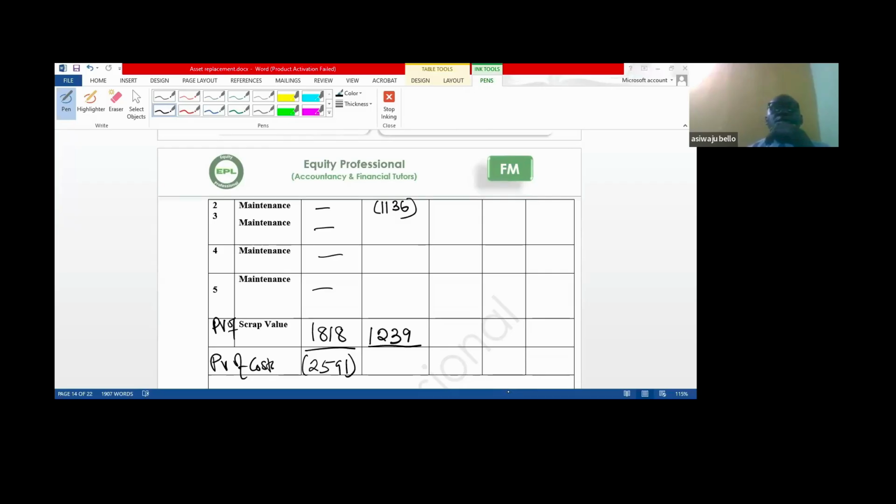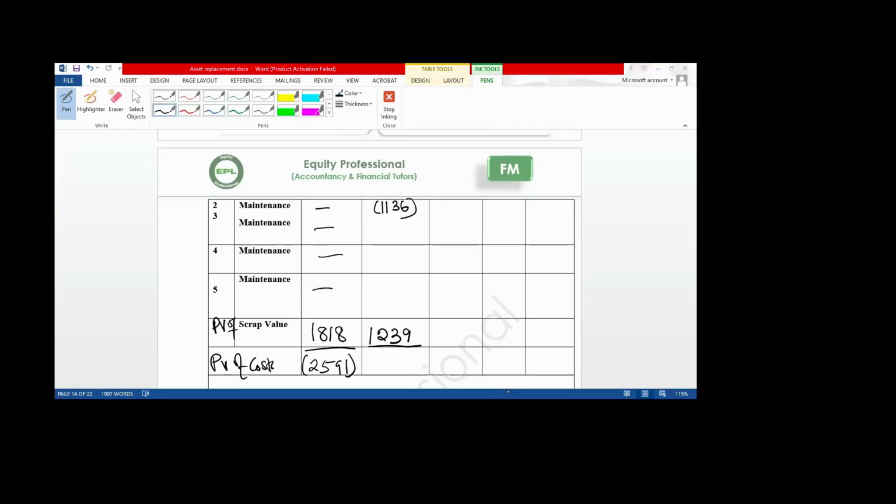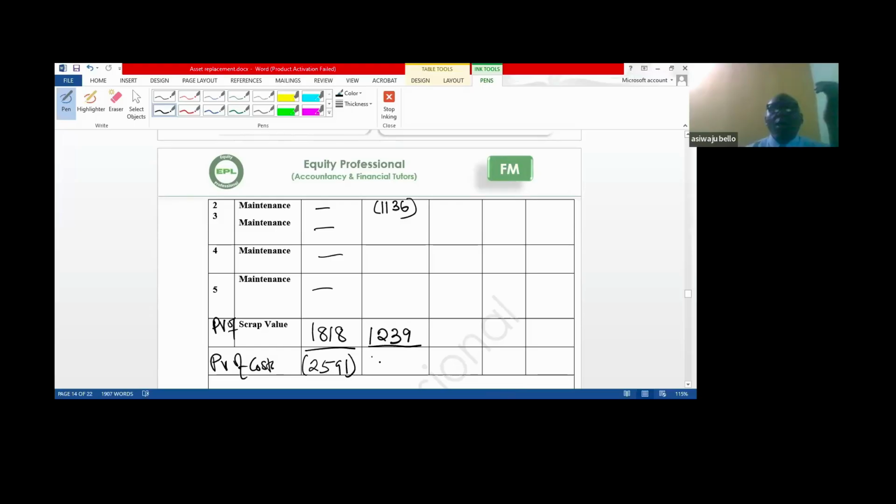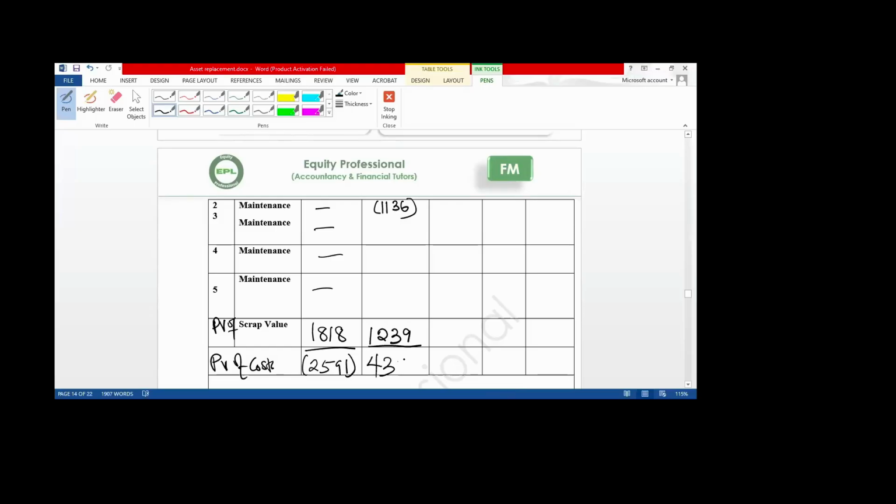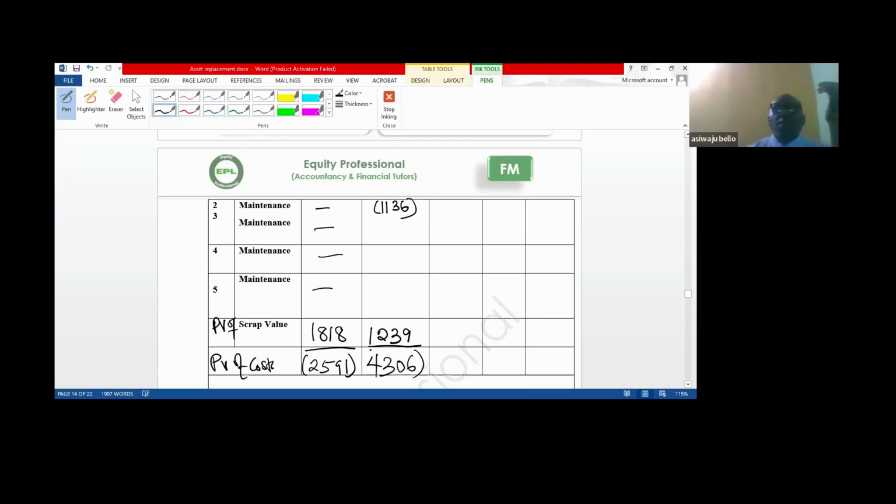Your final answer. I already included the present value. Everything is added. Yes, sir, 4306. That's the present value of cost if that asset is replaced after 2 years.